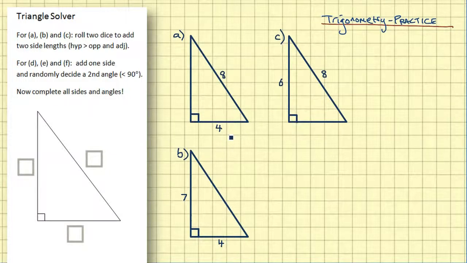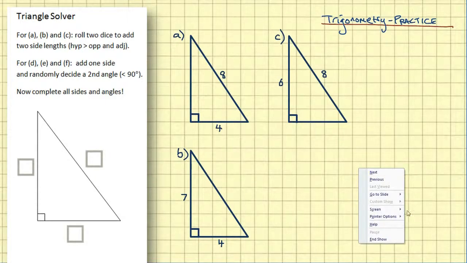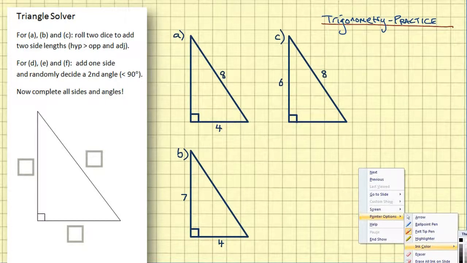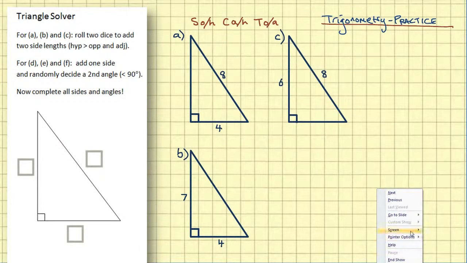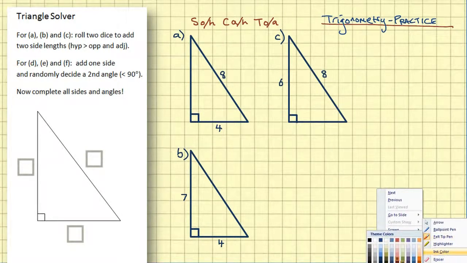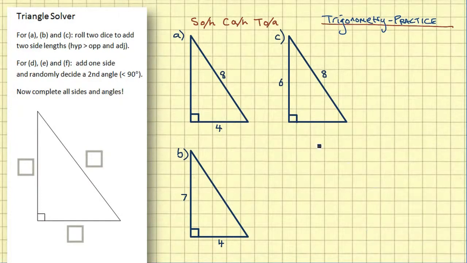So how are we going to do that? Well, before I start, I'm going to write, let's use a different kind of pen, my little mnemonic, because I know I'm going to need it. It's sine is opposite over hypotenuse, cosine is adjacent over hypotenuse, and tangent is opposite over adjacent. So SOHCAHTOA, and that's the standard way for remembering these ratios.